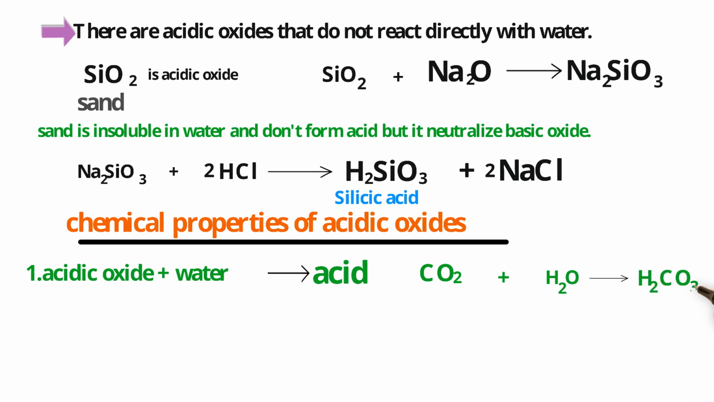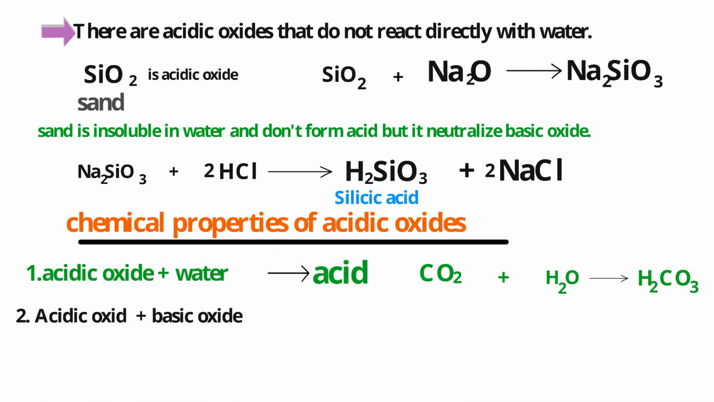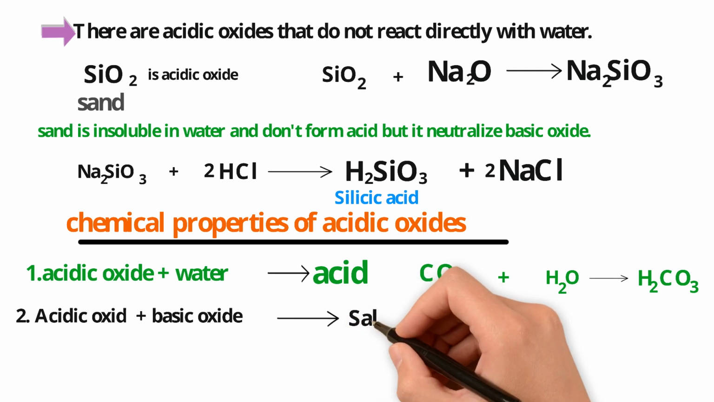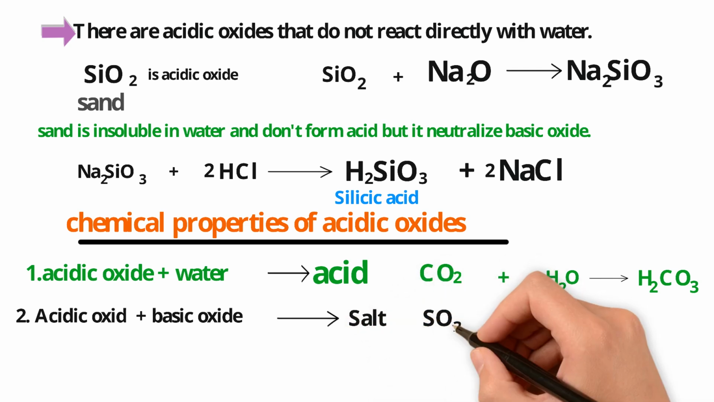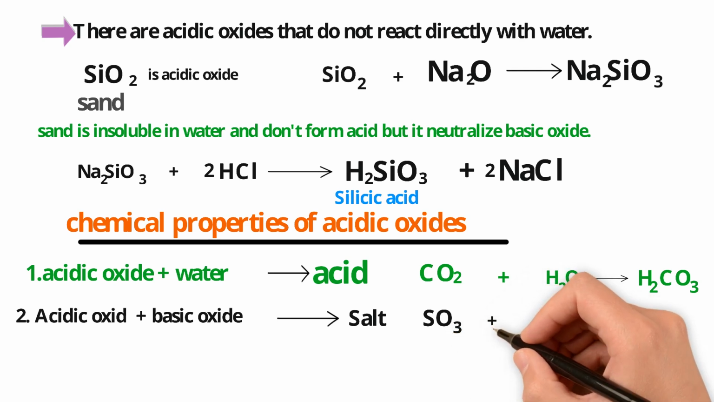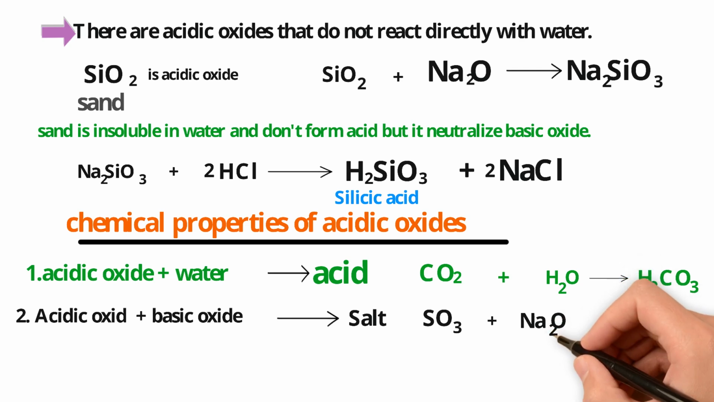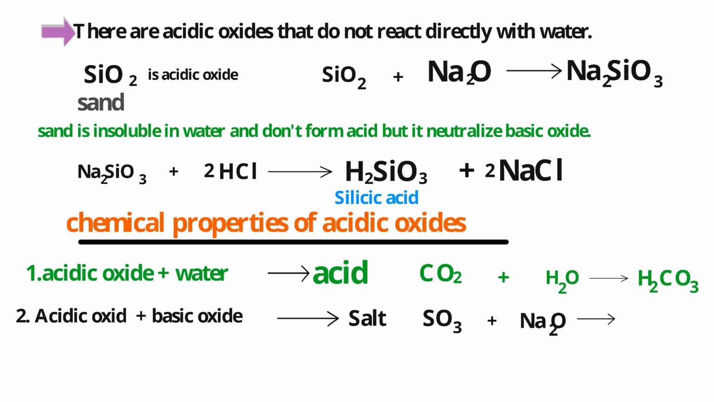The second property: acid oxide reacts with basic oxide to form salt. For example, sulfur trioxide is an acid oxide. Sodium oxide is a basic oxide. They react together. Finally, they form sodium sulfate, which is a salt.